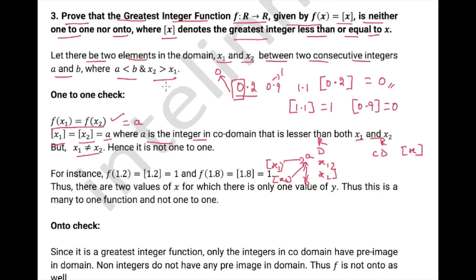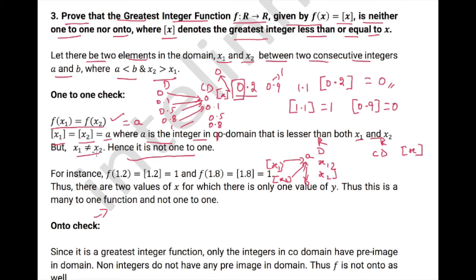So to make things clear, let's say in the domain we have numbers 0, 0.1, 0.5, 0.8 and 1. In the codomain we have numbers 0, 0.1, 0.5, 0.8 and 1. 0 is mapped to 0, 0.1 is mapped to 0 because this is GIF, 0.5 is also mapped to 0, and 0.8 is mapped to 0.